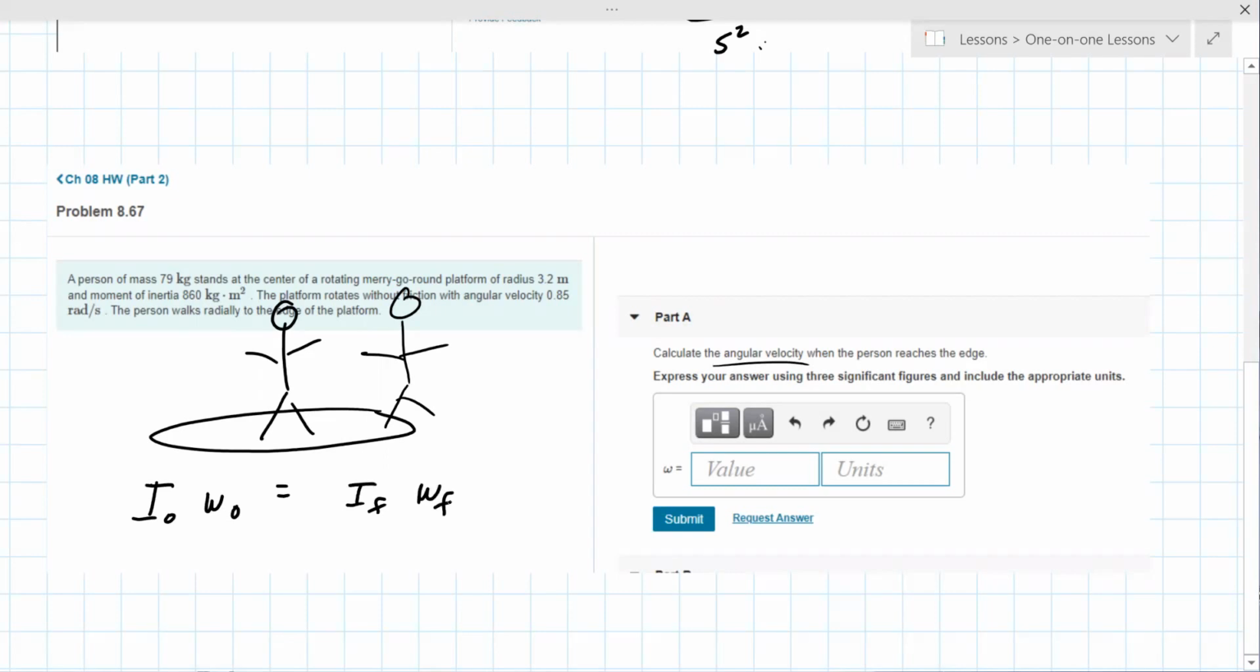So the person has an initial momentum, which they give you. They give you I0 is 860. You can calculate W0, that's V0 over R. And they tell you that it rotates with angular velocity 0.85. So we've got a ton of these values, a bunch of these values that really helps us do this.